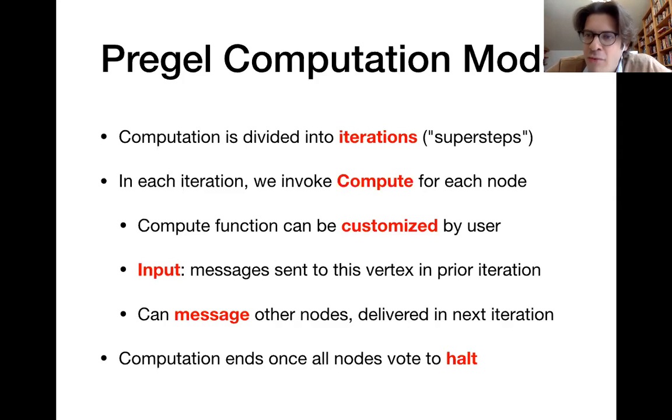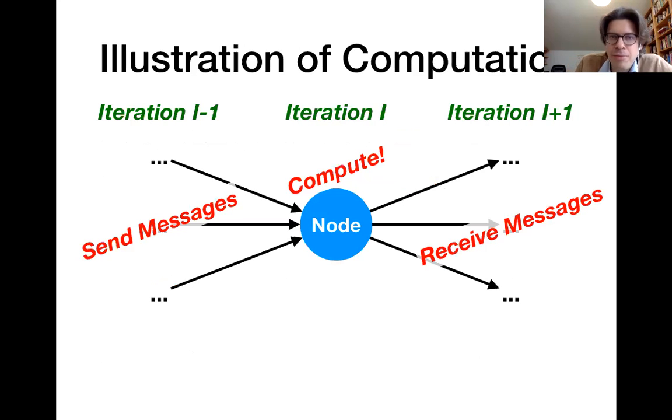And also, while processing the compute function, a node might generate outgoing messages that will be delivered in the next iteration. The entire computation ends once all the nodes vote to halt, meaning that they don't have any more work to do. And in that case, the system returns the final result.